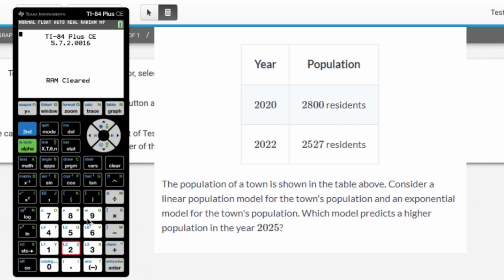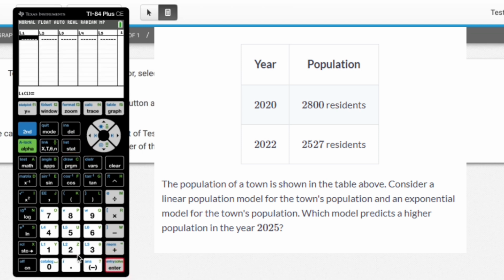So this guy wants us to compare exponential models with linear models. So let's do one of each. You got Stat, Edit. We got to plug our points in. So instead of using 2020, I'm going to use 0 for 2020. And instead of using 2022, I'm going to use 2, which means when it asks me to do 2025, I'm going to use the value 5. Now let's plug in our other points. We've got 2,800.